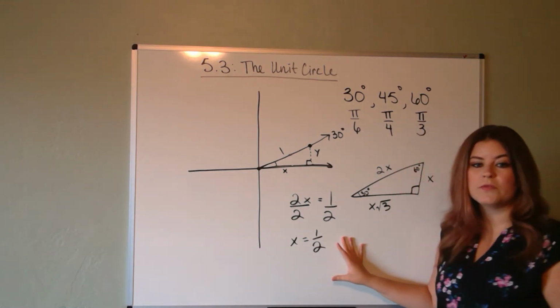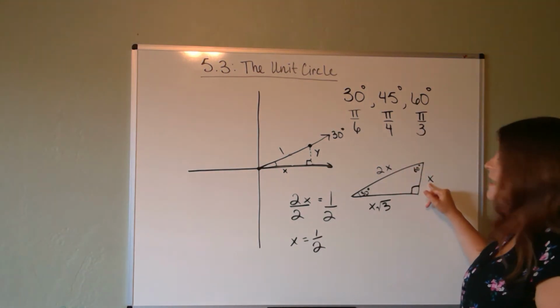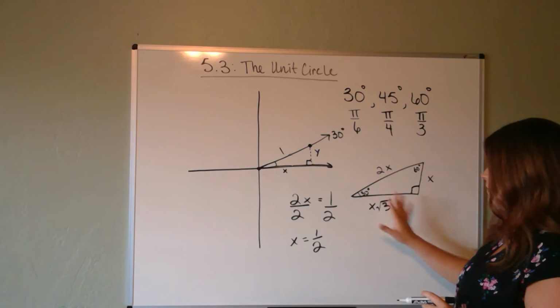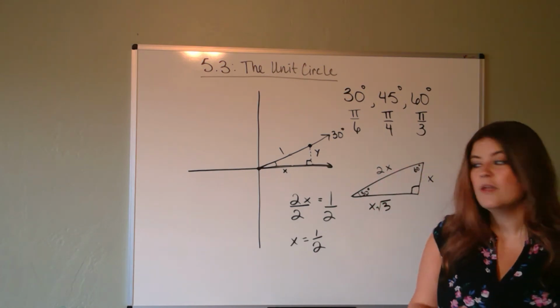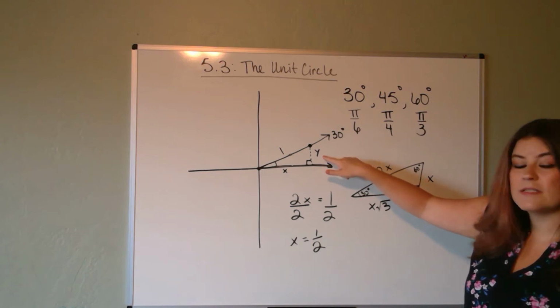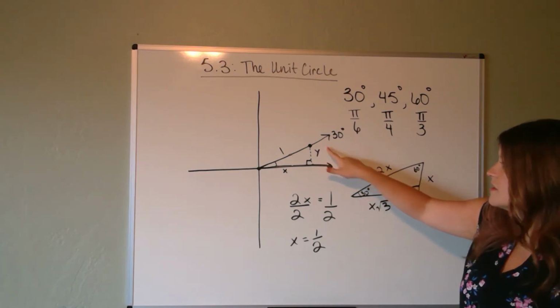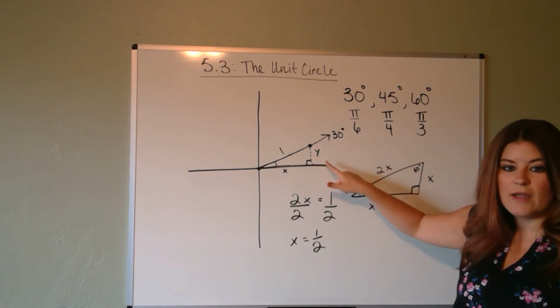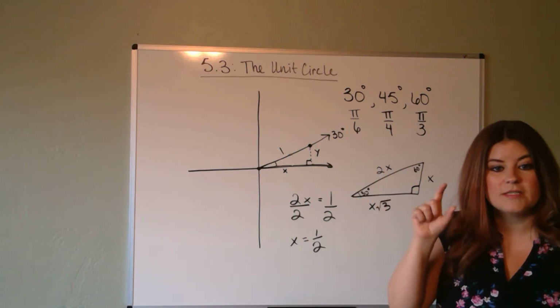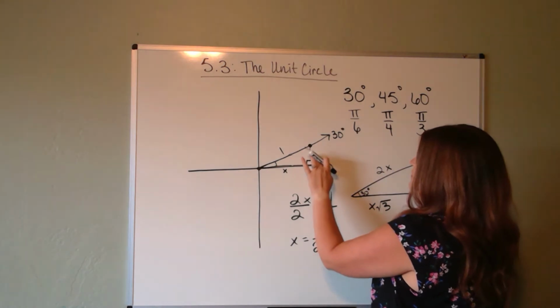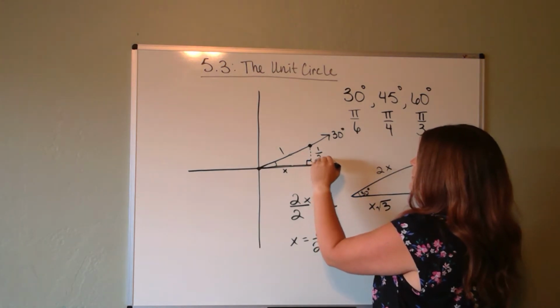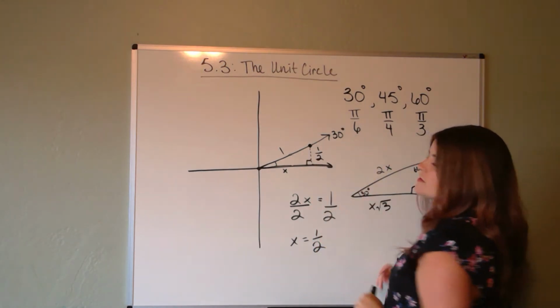And I don't want to confuse you here. The x, remember, in our little side relationship triangle, the x just means the short side. How it relates to this triangle here, it's actually giving us the y value, because the y value on this one is the short side. But what I found is the short side is 1/2, which means I just found the y coordinate of this point right here.